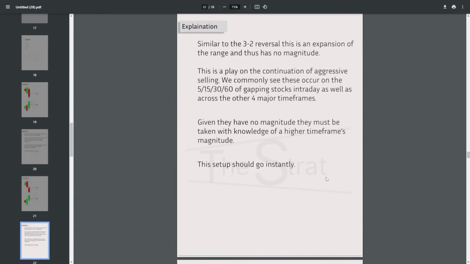So similar to the 3-2 reversal, this is an expansion of the range. Thus, it has no magnitude. This is a play on the continuation of aggressive selling or buying. We commonly see these occur on the 5, 15, 30, and 60 of gapping stocks intraday, as well as across the other four major time frames. Given they have no magnitude, we need to take this with the knowledge of a higher time frame magnitude, and these should go instantly as well.